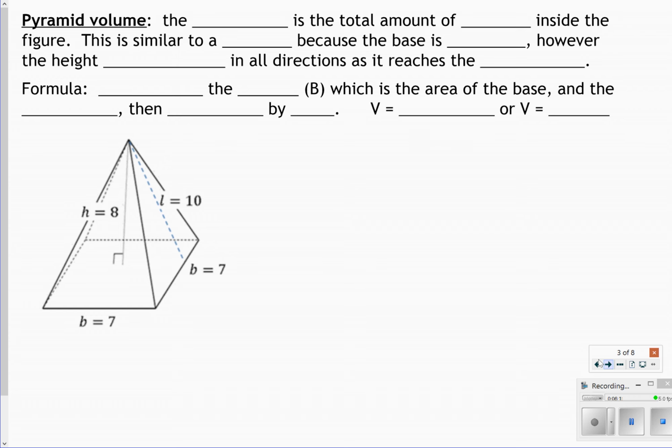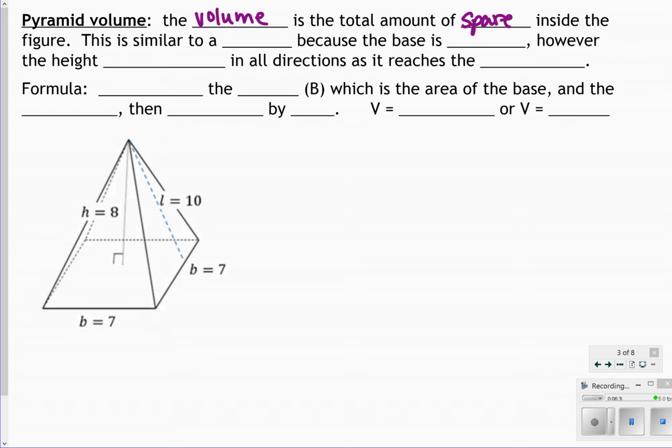Next, we're going to look at what the volume of our pyramid would be. So we're looking at the same pyramid, and volume is different because we're going on the inside. So the volume is the total amount of space or area that is inside the figure.